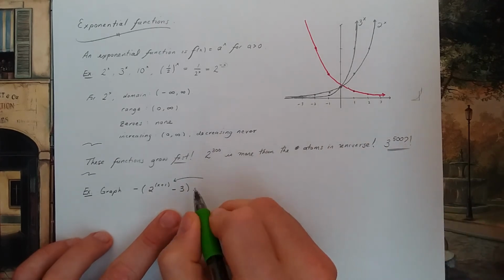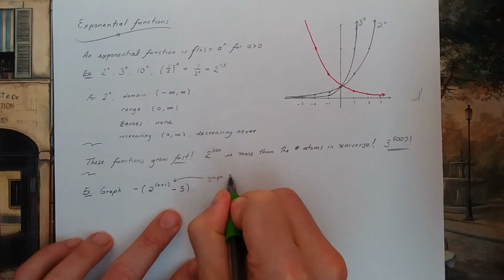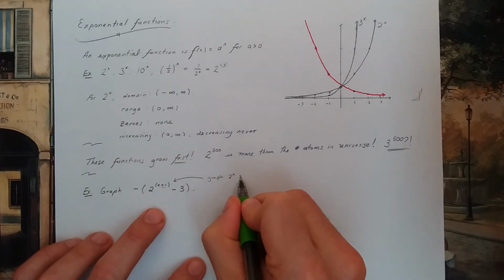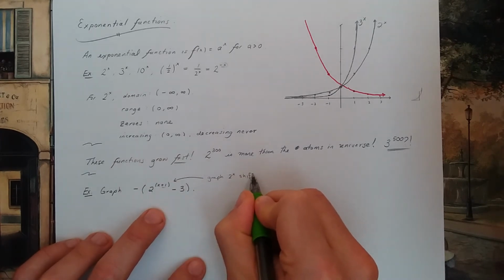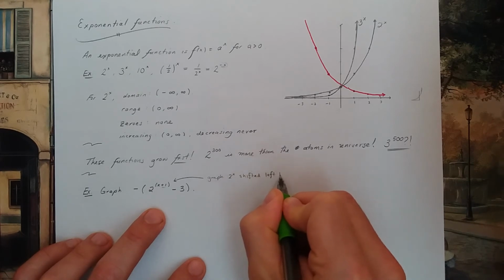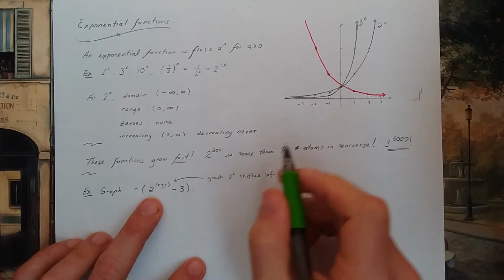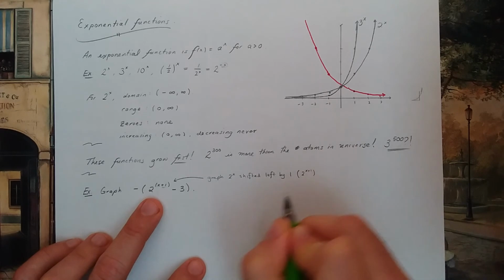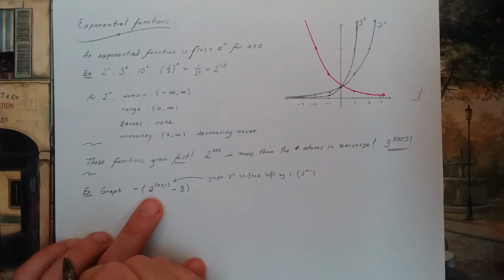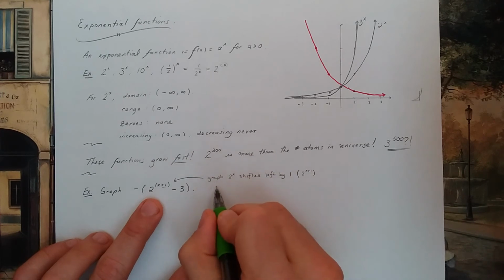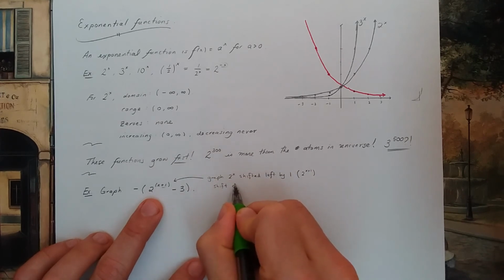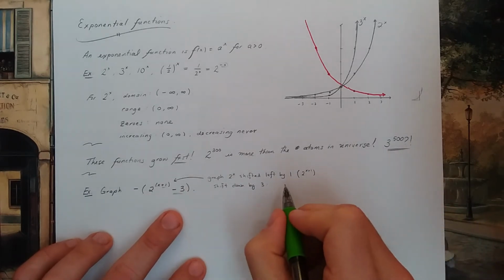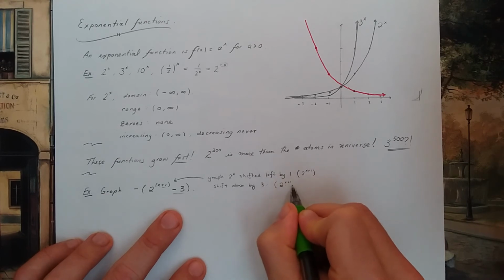I'm taking the graph of 2 to the x and I'm shifting it to the left by 1. So if I take the graph of 2 to the x and I shift it to the left by 1, I will get the graph of 2 to the x plus 1 power. Then I could shift it down by 3. So if I shift down by 3, that accounts for this minus 3. So now I'll have 2 to the x plus 1 minus 3.